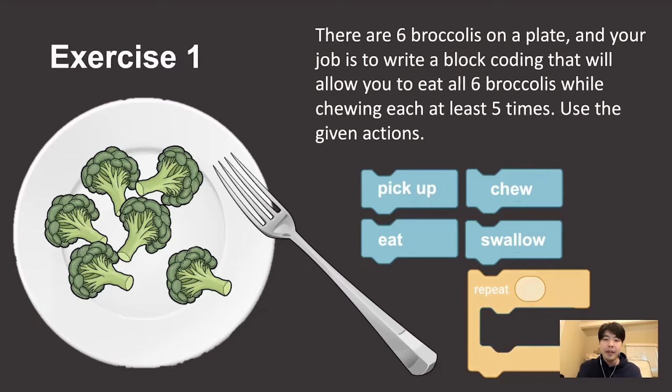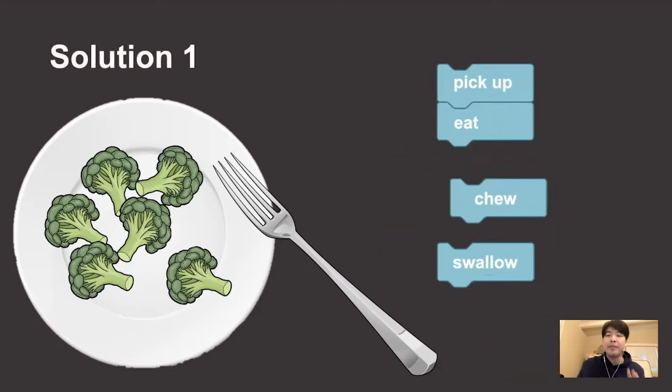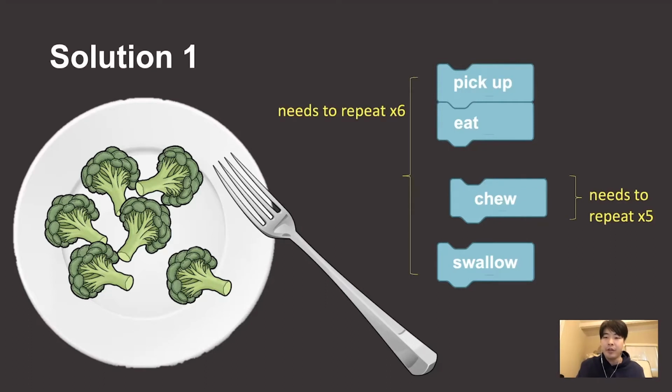Welcome back. So maybe, hopefully, you did something like this. You need to pick up the broccoli, right? And you have to eat it, right? And after you're eating it, you have to chew, right? You have to chew, and then you swallow, right? So the chewing happens multiple times. We've seen this last time, right? So for this example, I said we want to chew at least 5 times. So we need to think about that.